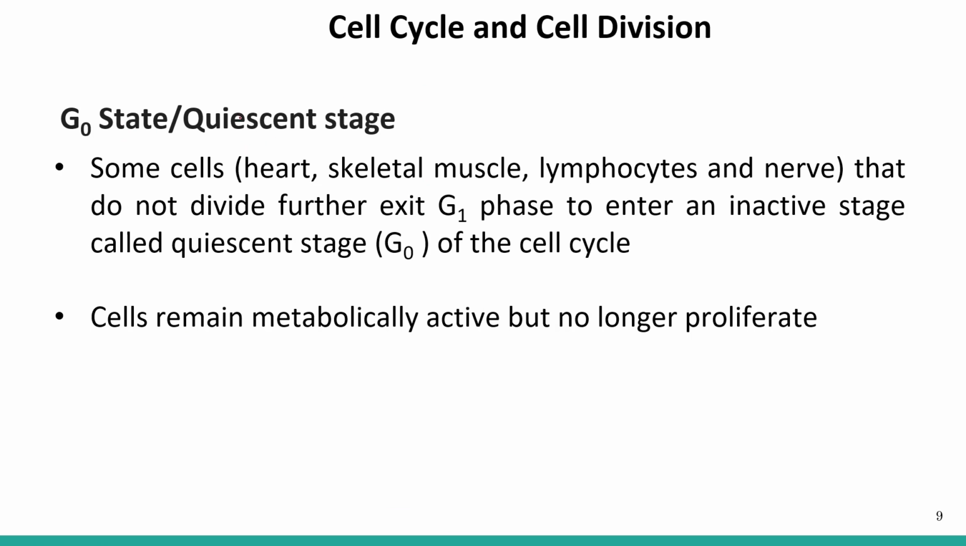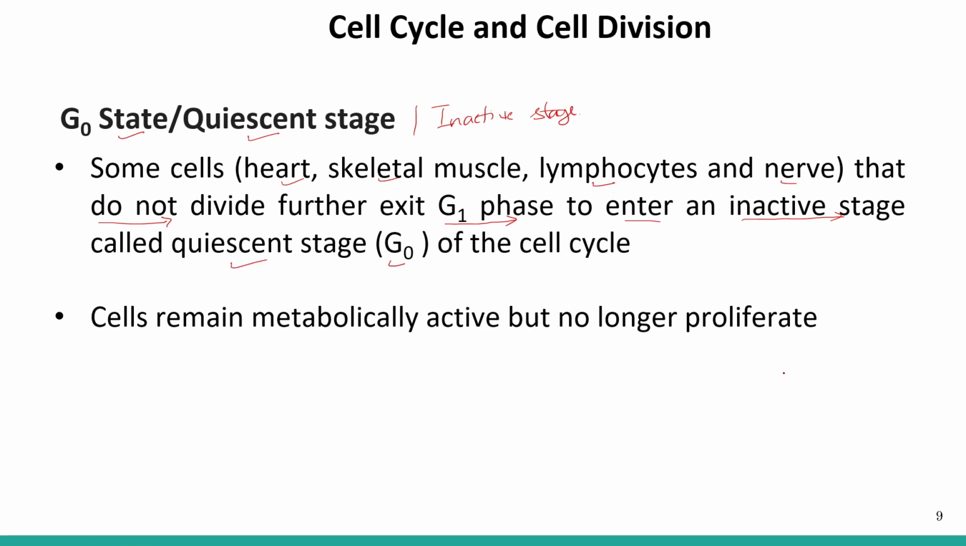Now let's talk about the G0 state, also known as the quiescent stage, or the inactive stage. Alright, so what happens? Sometimes some cells such as heart cells, skeletal muscle cells, lymphocytes and some nerve cells exit the G1 phase. They stop dividing, and they enter an inactive stage known as the quiescent stage of the cell cycle.